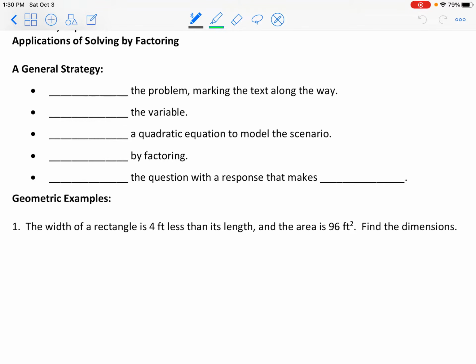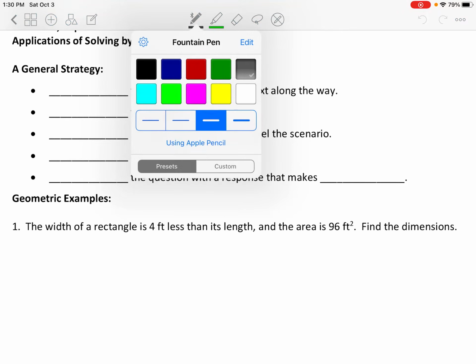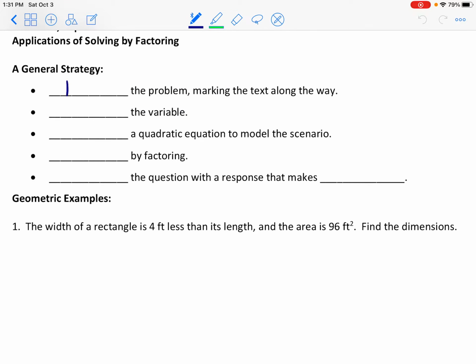However, there is a general set of steps or general strategy that we can use when we approach a word problem. In general, the first thing we want to do, which may sound silly, is read the problem. Sometimes we get so excited that we want to just speed through the problem and start writing things down and try working on it.